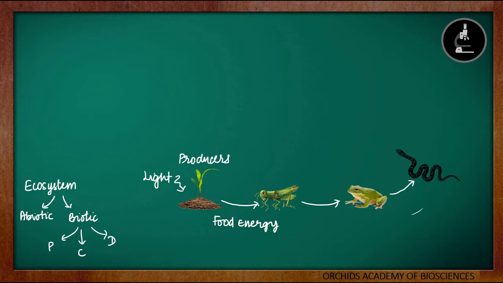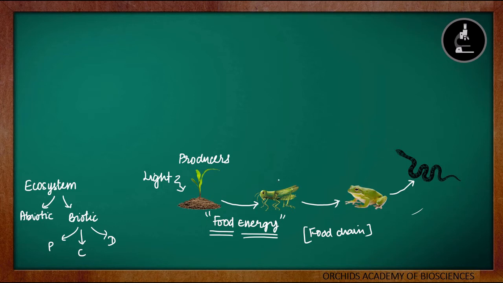So the sequential interlinking of organisms which involve the transfer of food energy from the producers through a series of organisms that consume and are consumed is referred to as food chain. So this is our food chain, and this is an example of terrestrial food chain. This is a very simple example to understand food chain. The most important thing which is happening in this food chain is there is a transfer of food energy from one level to another, from one organism to another.